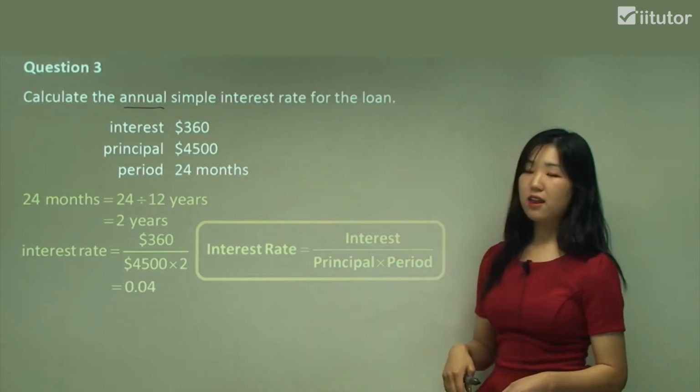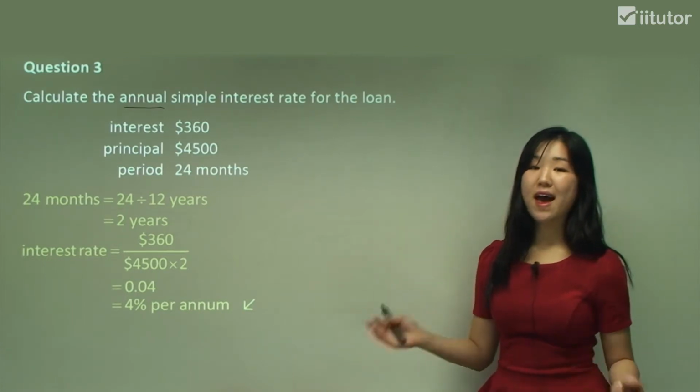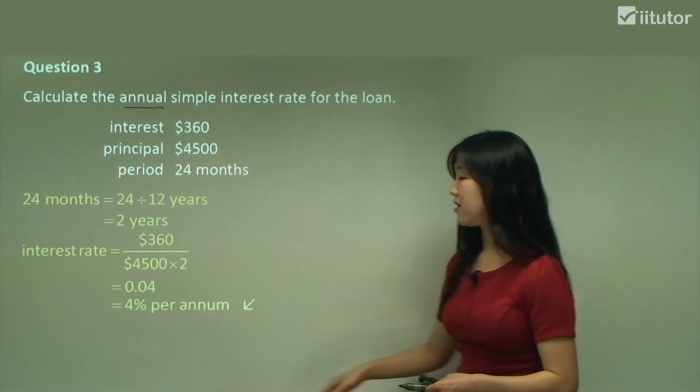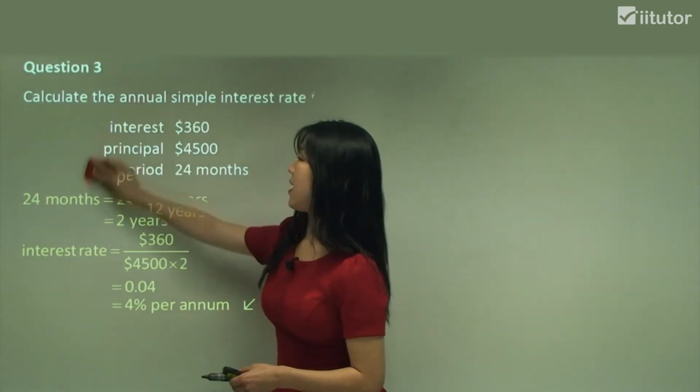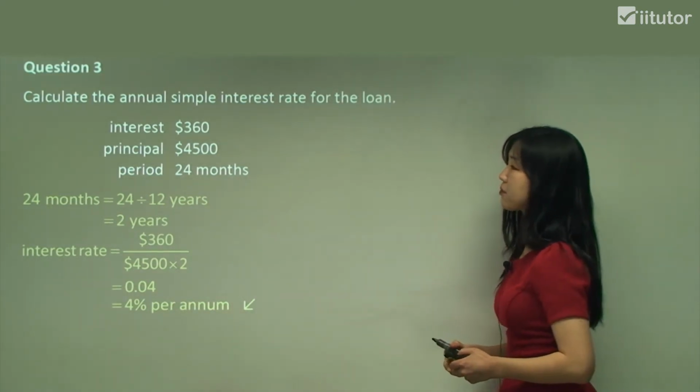And then you get 0.04, which is going to be 4% per annum. Make sure you times it by 100 to get percentage. And that is it. So a little bit of conversion going on there, which you're going to have to be careful with.